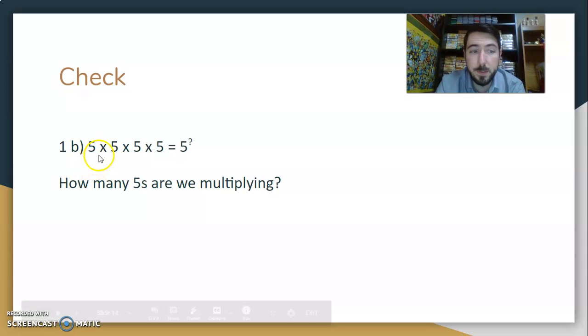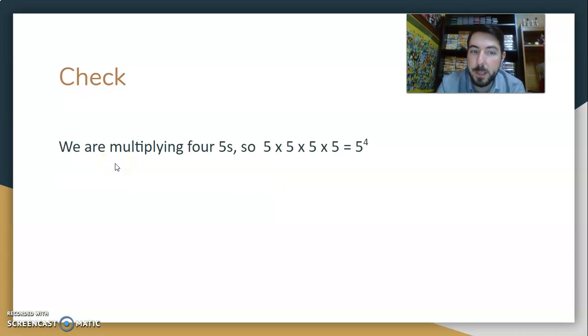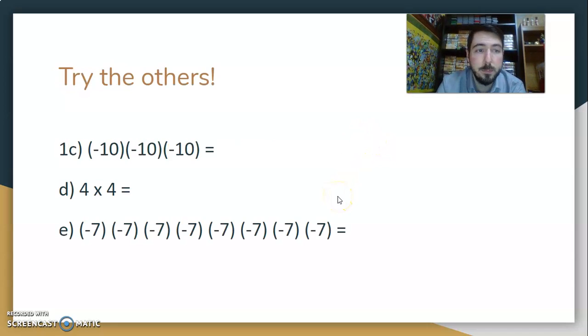For the next one, there was 5 times 5 times 5 times 5. So how many 5's are we multiplying? Well, there are 4 of them. So it is 5 to the power of 4. Right. So at this point, I'll ask you to just pause the video, try to work on these on your own. Yeah, and then I'll go over the solutions after you give them a shot.